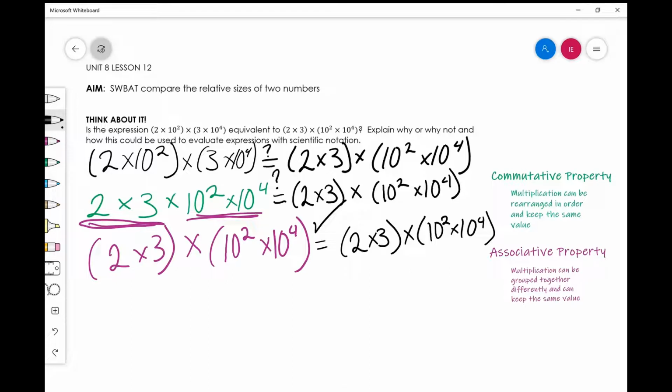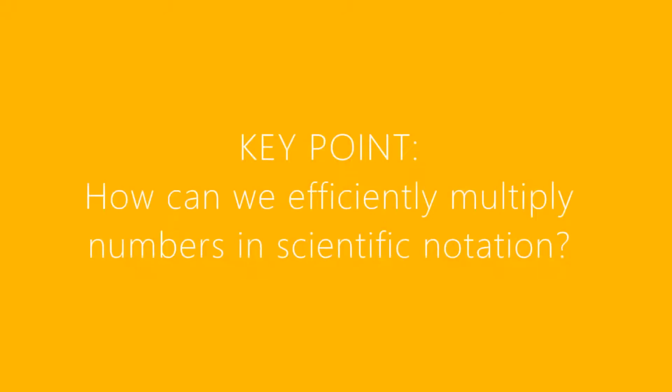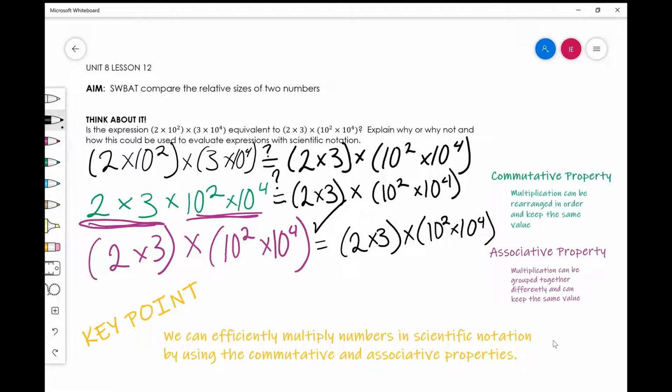Let's remember that we started by multiplying two numbers in scientific notation together. We use the commutative property and the associative property to rearrange our multiplication to make it easier and see that our expressions are equivalent. So, what key point can I make that tells us how we can quickly multiply numbers in scientific notation? Our key point is going to be that we can effectively multiply numbers in scientific notation by using the commutative and associative properties.